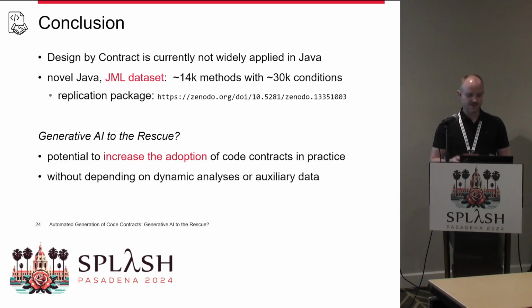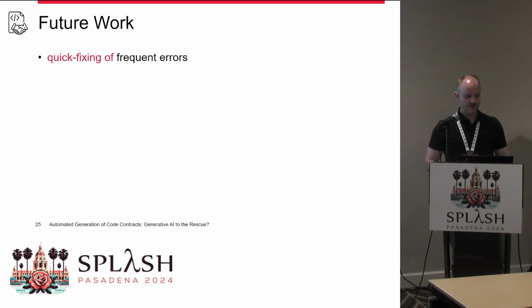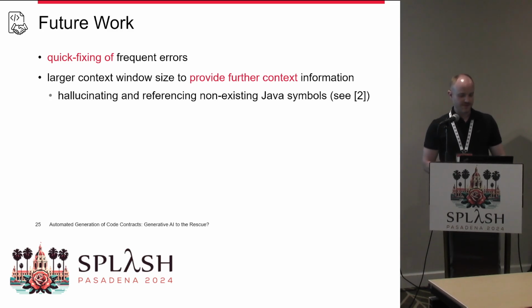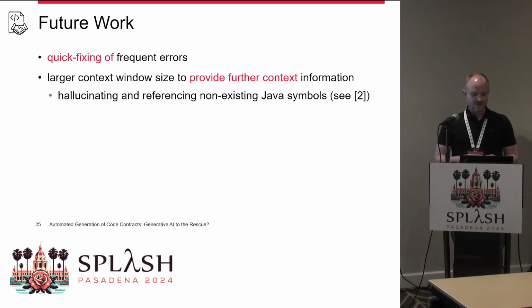So yes, we saw that there's some potential to increase adoption of code contracts in practice, especially because this method does not depend on any dynamic analysis, or you don't need to provide auxiliary data upfront. Of course, there's still work to do, for example, post-processing the outcome and quick-fixing those kinds of frequent errors. Also, it might be interesting to have a look at larger models, such that we have ones with a greater context window to provide more context information instead of just the method itself. And hopefully this may then reduce this kind of hallucination problem.